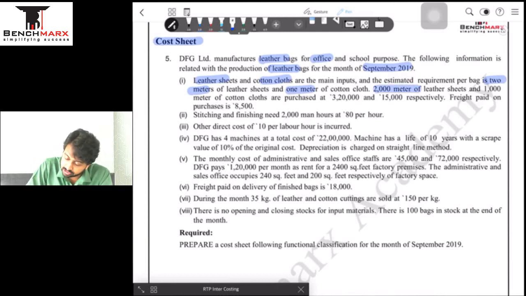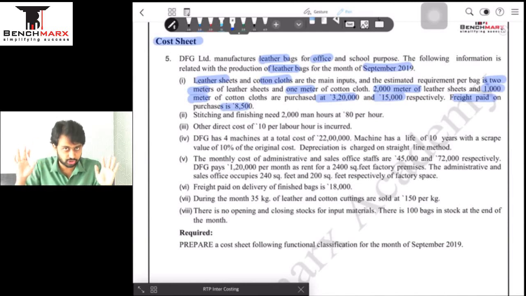2000 meters of leather sheets and 1000 meters of cloths are purchased at so and so and so and so. This is my purchases. Adjusting my OS and CS of RM, I will get the consumption. ठीक है. Freight paid on purchases 8.5. So once I have a freight paid, then this freight paid will also be adjusted in the RM consumed cost.